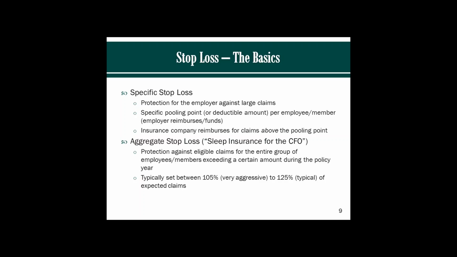And all the time we call this sleep insurance for the CFO. This helps your financial guys in your company sleep at night because you are protected from an aggregate point of view as well. Oftentimes, the aggregate is set between 105% of expected claims or 125% of expected claims. That would be the typical arrangement. 105 is a little aggressive, meaning that it's just set too low and it'll be costly to do that. And so it's usually set around 125%, 115% for smaller groups. And so that's more affordable to a smaller group, and that's what protects you from those major losses in an aggregate form.